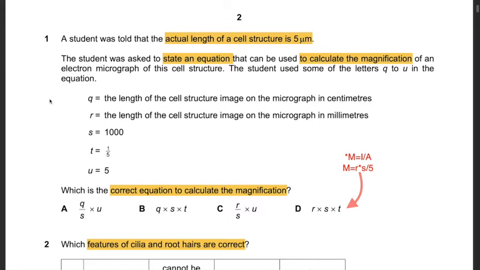magnification? Now magnification is nothing but image size upon actual size. Therefore, the image size is equal to R times S. As R is measured in millimeters and R is the image size, we have to convert it into micrometers. Therefore, in order to convert it into micrometers, we have to multiply by 1000. So R times S will give you the image size in micrometers, then that answer divided by the actual size, which is 5 micrometer, will give you the magnification. In other words, it is R times S times T. Hence the answer is D.